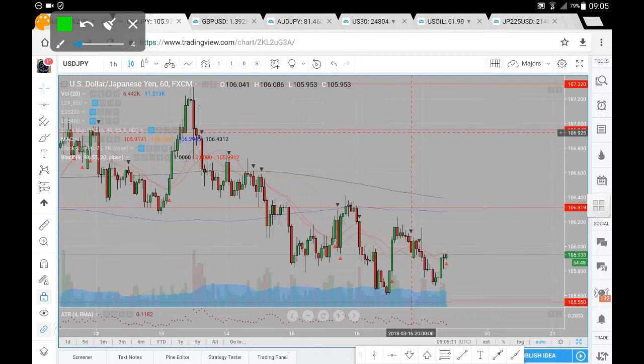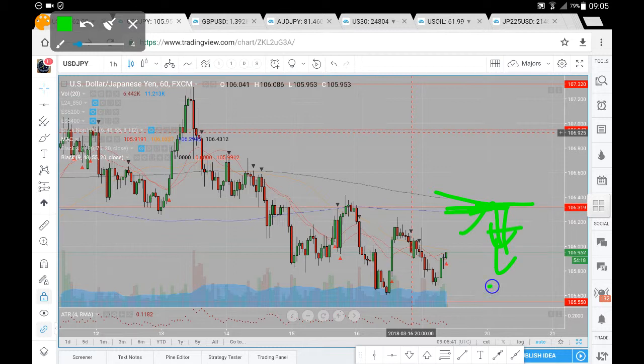Now, again, if we do head back up towards that 106.32, we do still have the 200 period moving average in and around that area, along with the horizontal level. But we also have a further confluence. So we've got a triple confluence here of the 400 period moving average as well. So we have the 400 and 200 period moving averages potentially acting as dynamic levels of resistance, as well as the horizontal level of the 106.32.